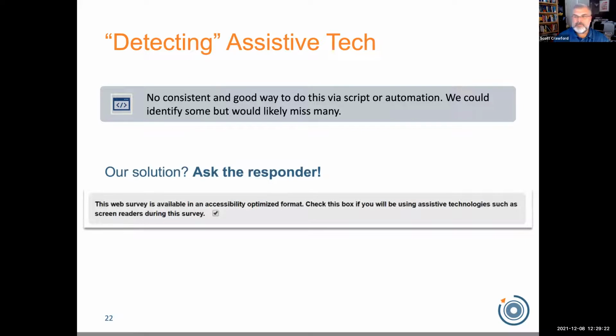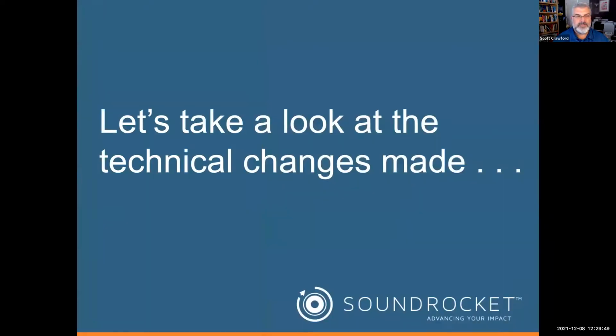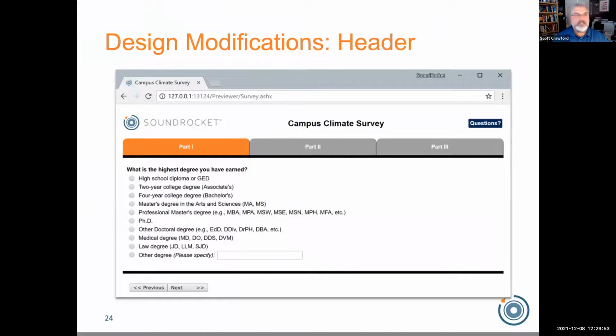Instead, right at the beginning, we introduced a question. We had a statement that the person responding could select or check the box if they decided they wanted to use assistive technology screen readers during the survey. If they selected that, then going forward, the survey had a more fully accessible design. If they didn't select it, they would have the standard design for our web surveys. So let's look at some of those specifics of what we did.